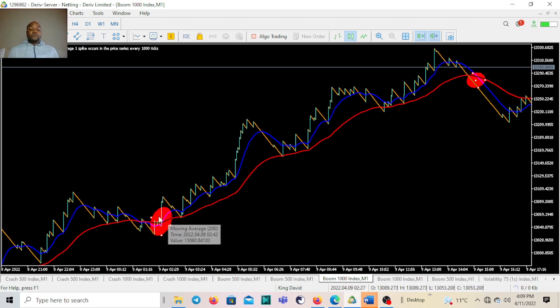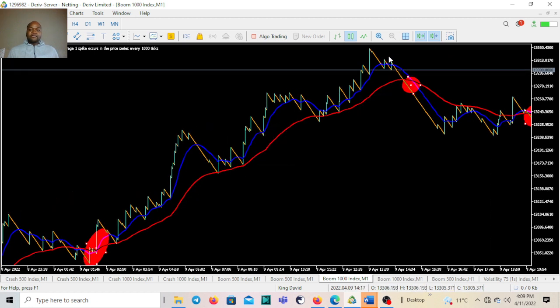Then you stay in the trade until the blue line again crosses below the 200. That's your buy. Your stop loss is below the 200, which is the red line, and you're going to stay in the trade until the blue line crosses below. Here we can see this is where we have our exit. So for our buy condition, we now have where we place our stop loss and our exit. Basically, that's it. That's how simple this strategy is.